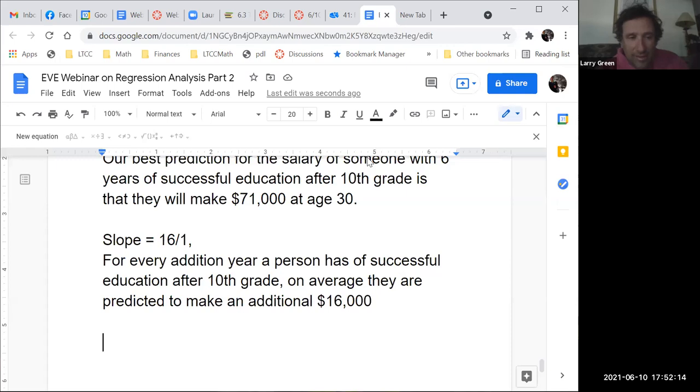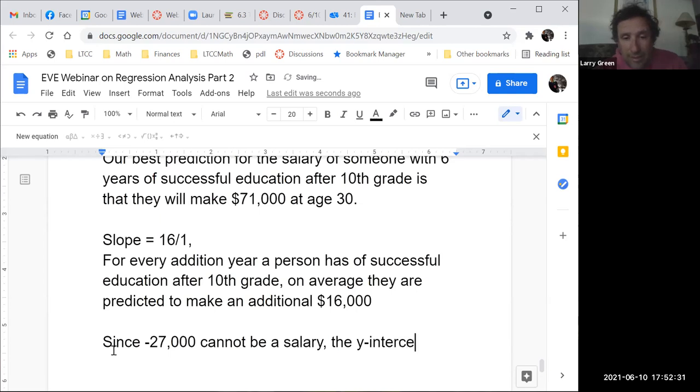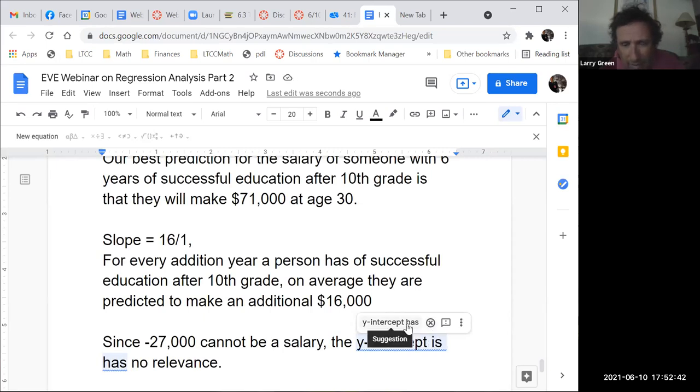So since negative 27,000 cannot be a salary, the y-intercept has no relevance. Any questions at all on this example?